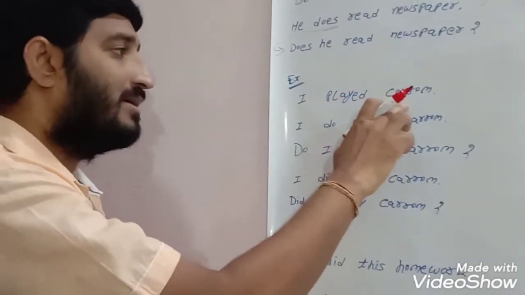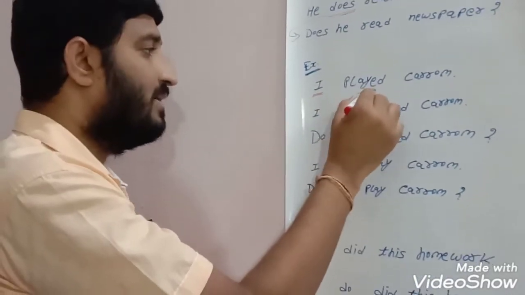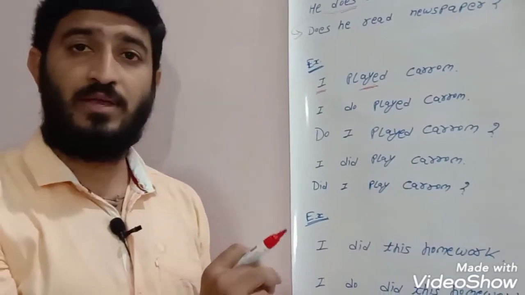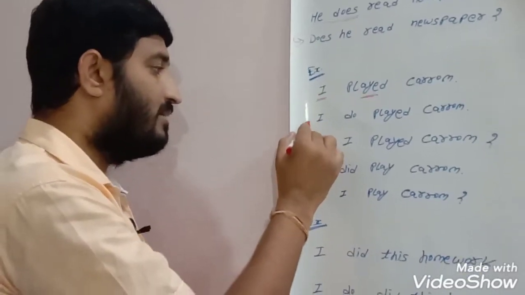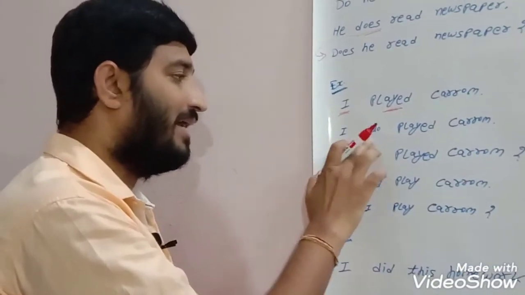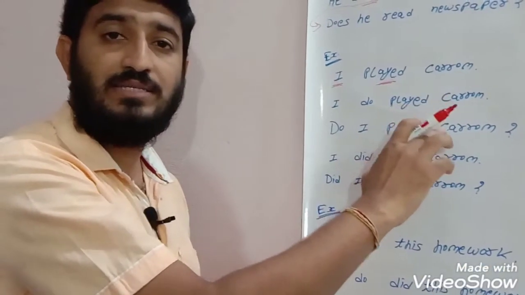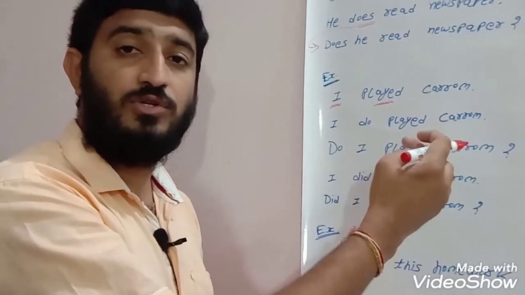Next, come to the past tense. One example of past tense: "I played carom," second form of the verb. Subject is I, main verb is played, second form, and object is carom. As by default the helping verb is do, in simplified form, if I am writing, "I do played carom." Don't get confused. In competitive exams or board exams, this type of question comes to confuse you.